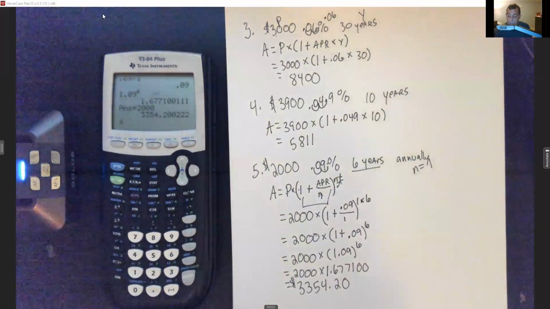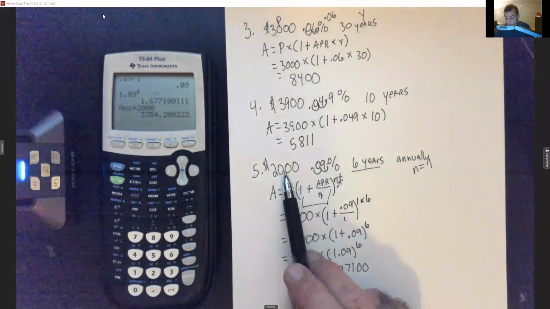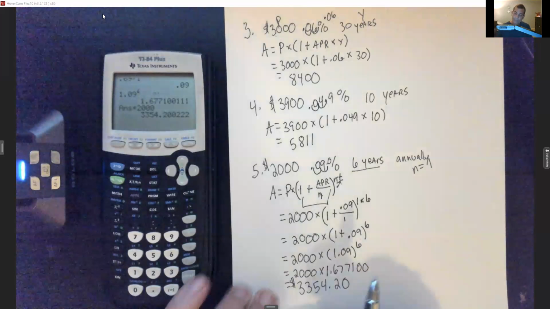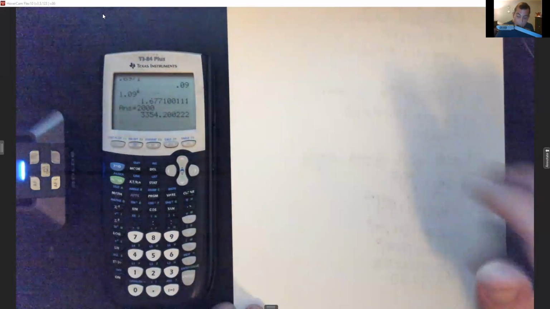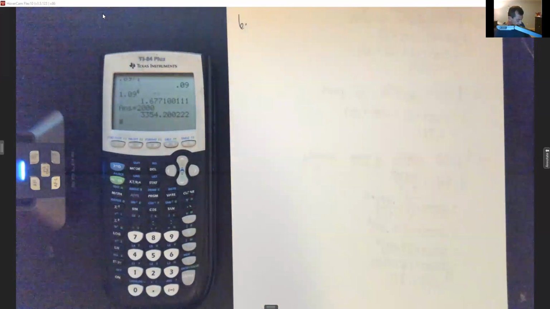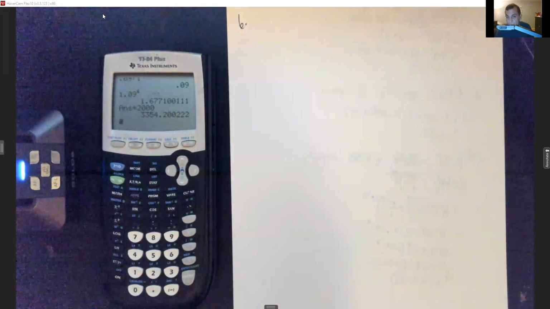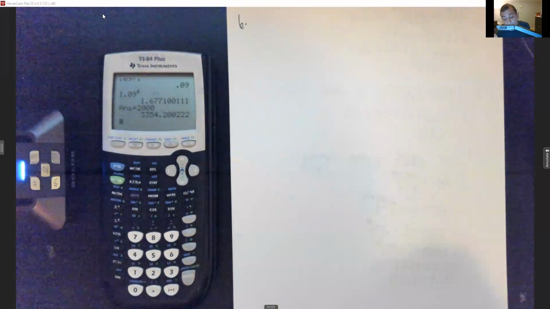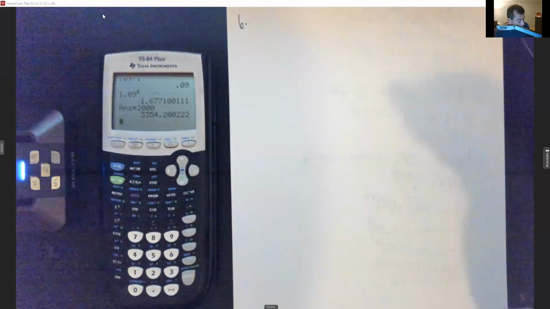Okay, so 6 years at 9% interest, your $2,000 turned into $3,354. So that's not too bad. So that was what, number 5? So let's see number 6. So you see the difference in these formulas? It all depends on those compounds. Now see, that didn't do much because they only did it annually, which was basically like the simple interest. So here's another one.